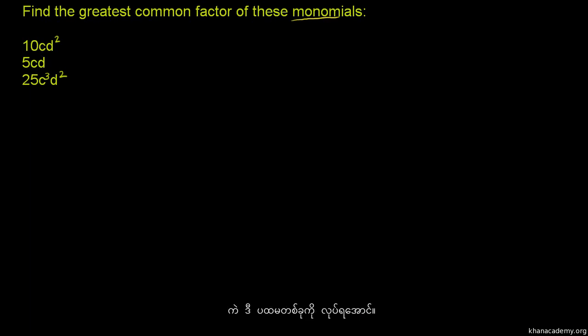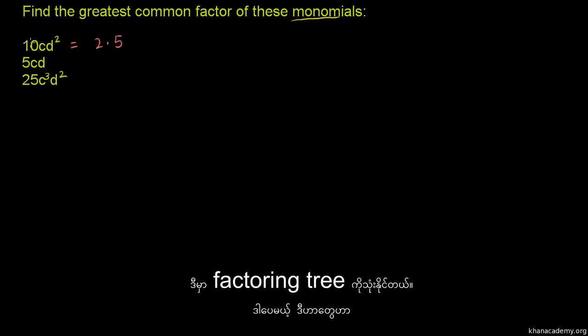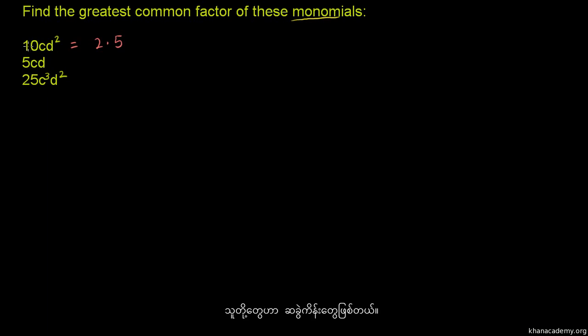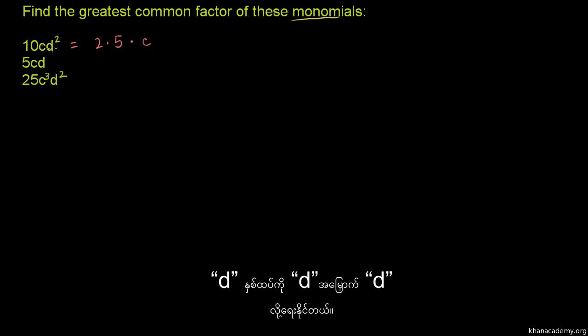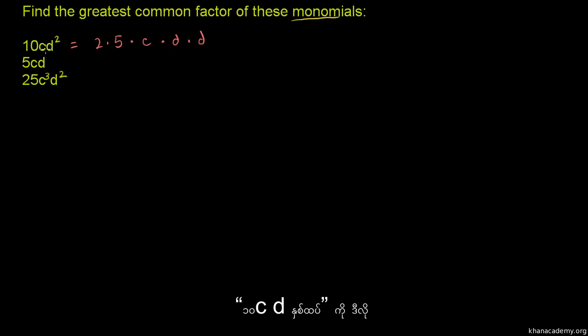So let's do this first one. 10cd squared. What is that equal to? Well, 10 is equal to 2 times 5. You could do a factoring tree here, but these are pretty straightforward numbers to factor into their prime factors. So 10 is 2 times 5. C, all you can do is write that as a c. You can't really simplify that anymore. And d squared can be written as d times d. So I've essentially broken 10cd squared into the product of the smallest constituents that I could think of. The prime factors of 10, and then c, and then d.